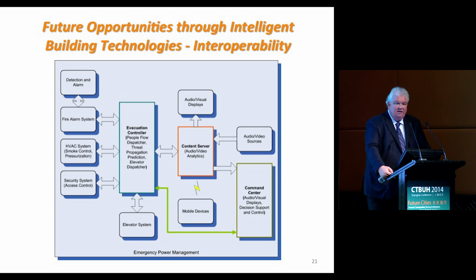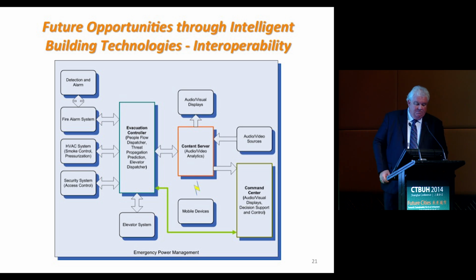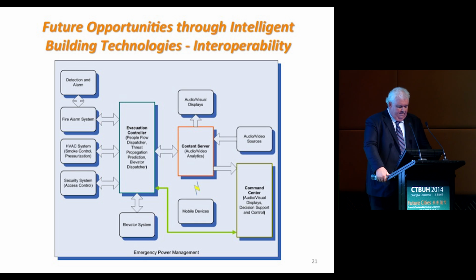Now, I mentioned the integration of intelligent systems, and this flow chart shows the connection of those systems. At the beginning of the presentation, I mentioned this evacuation controller and also the content server and the command center. So these are the 3 new devices that need to be added into this integrated building system. And then the other systems are the systems that we've had for many years. Of course, the elevator system, HVAC, fire alarms, and so on.